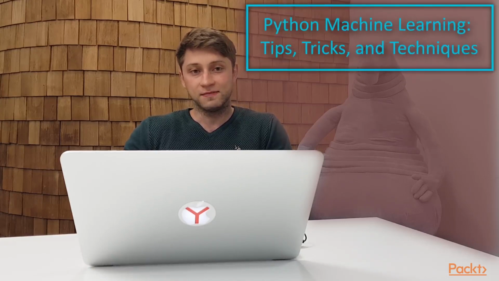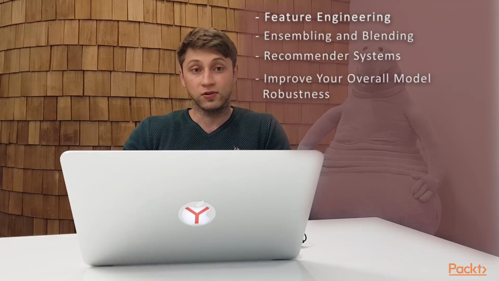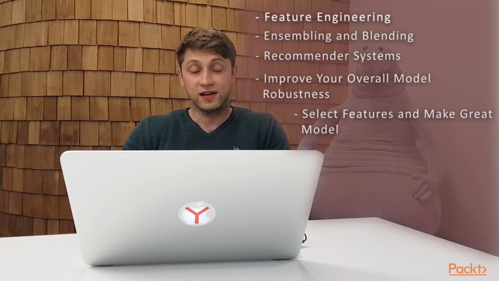And right now we're at Yandex, and you can see a waiter behind myself. So he is waiting for a new course, tips and tricks in Python for machine learning, and it's a great one. In this course, we'll talk about feature engineering, we'll talk about ensembling and blending, we'll talk about recommender systems, and also we'll talk about how to improve your overall model robustness and how to select features, how to make a great model overall. So if you're interested in machine learning, if you are interested in Kaggle, for example, or any other kind of machine learning competition, this is a course you should look for.